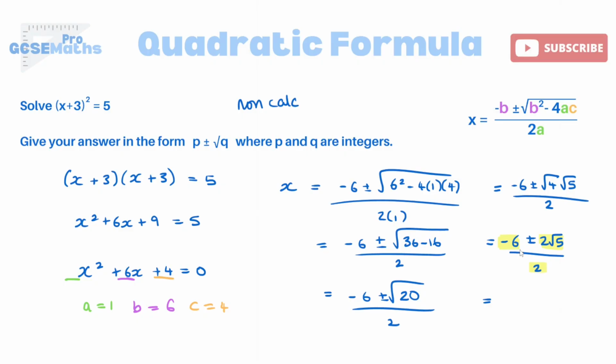But minus 6 would become minus 3. Plus or minus, obviously 2 divided by 2 is just 1, isn't it? So that would just be root 5 or 1 root 5, and then the other 2 would cancel. So there's my answer. Do you see how I've got p plus or minus root q? I've got minus 3 plus or minus root 5. So you can also use the quadratic formula for a non-calculator paper if they've asked you to give it in this format.